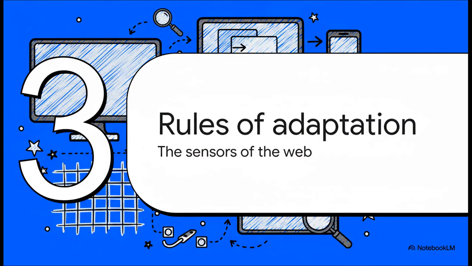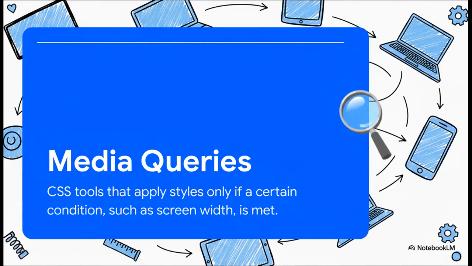So we have our flexible materials, but how does the website know when to actually change its shape? Well, for that, our digital house needs some smart sensors. These sensors are constantly checking the environment, specifically the screen size, and they trigger changes when needed. In the world of web design, these sensors are called media queries, and honestly, they're just simple if-then rules. A media query basically says, hey, if the screen is smaller than a certain width, then I want you to apply these new styles. It's the brain that powers the whole adaptation process.